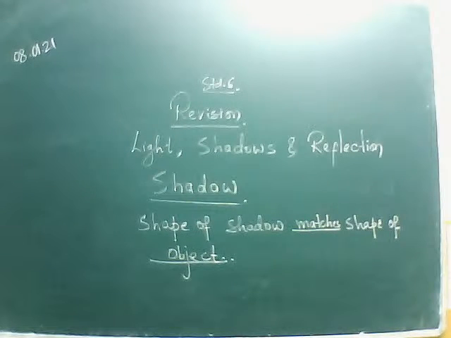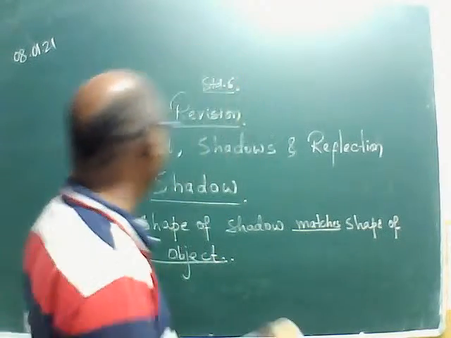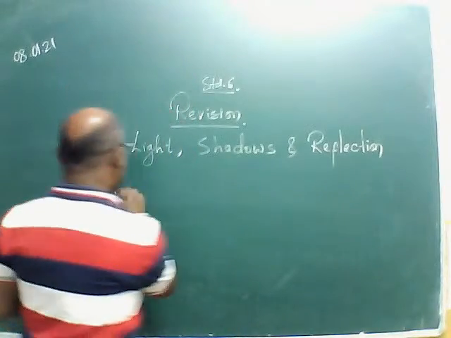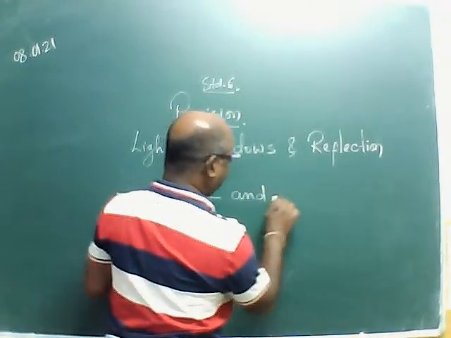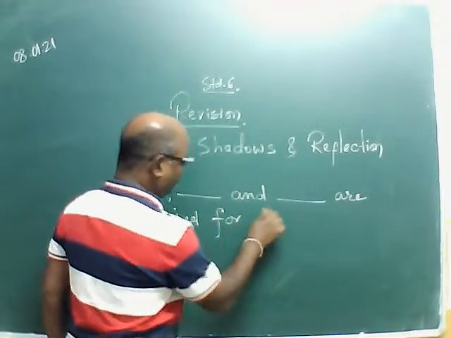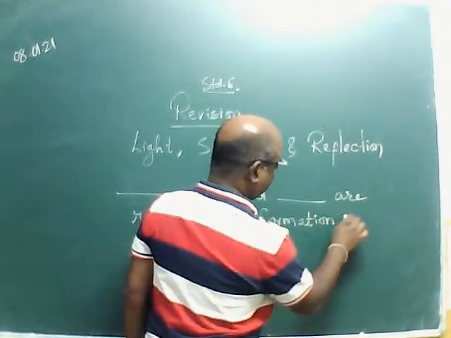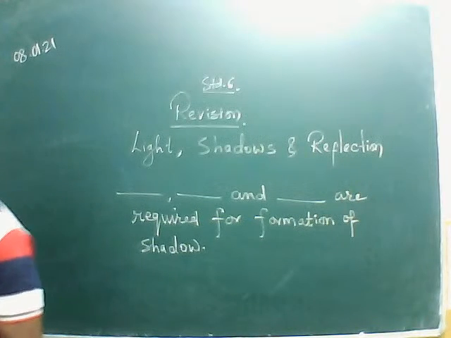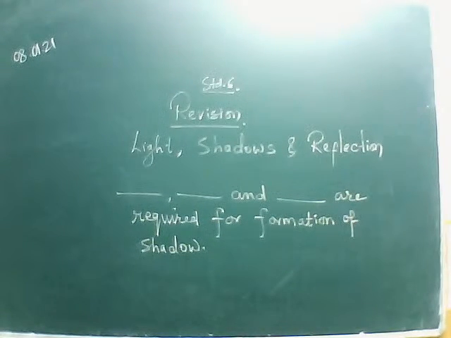Okay, then the next topic in your textbook is: dash, dash and dash are required for formation of shadow. What do we require for the formation of a shadow? Yes, Santosh gave the correct answer: source of light, opaque object, and Santosh gave the correct answer.